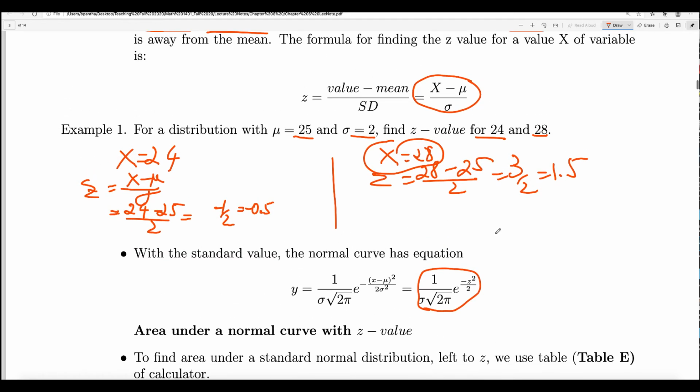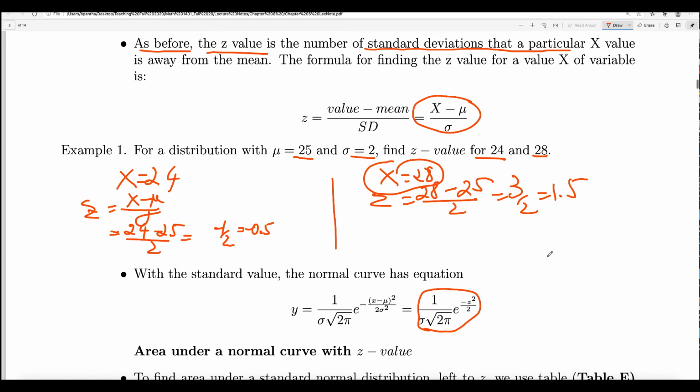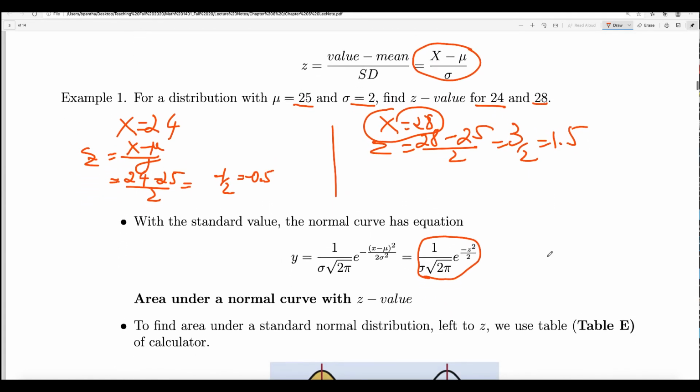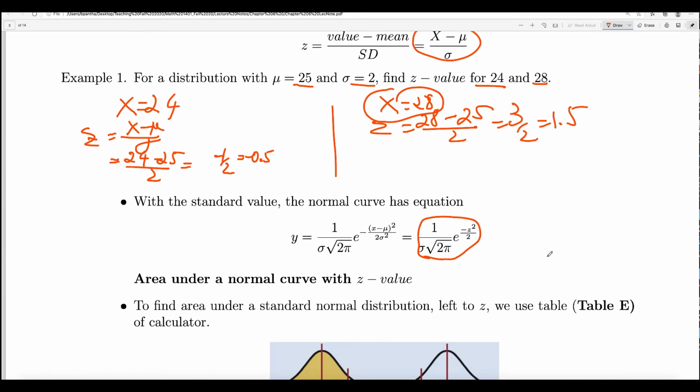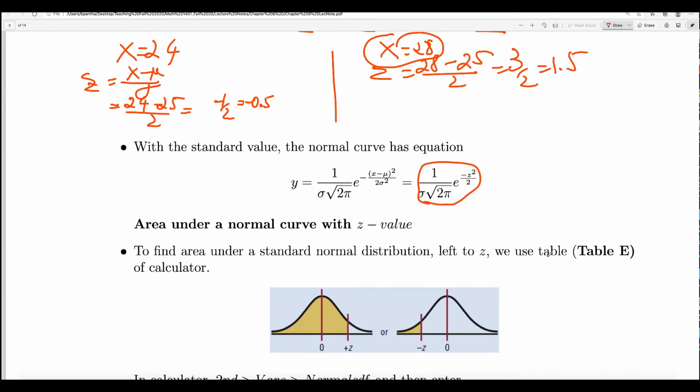There are some questions that ask you to find the g value, but you can find the area without finding the g value. Let us discuss how we find the area under a normal curve, or rather a standard normal curve. How do we find the area under a standard normal curve?